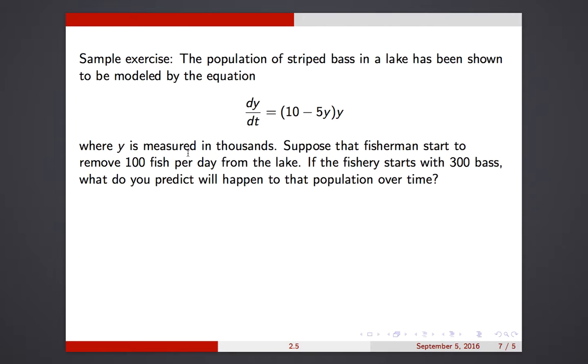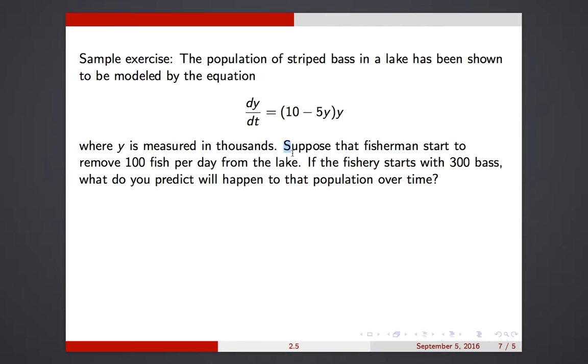Since y equals 2,000 was an equilibrium when you took this out, right? If you would delete that sentence, y equals 2,000 is an equilibrium. Then if you're removing 100 fish per day, I suppose you would expect to converge to 1,900 fish as your carrying capacity. That certainly stands to reason. So let's see if that's what happens.